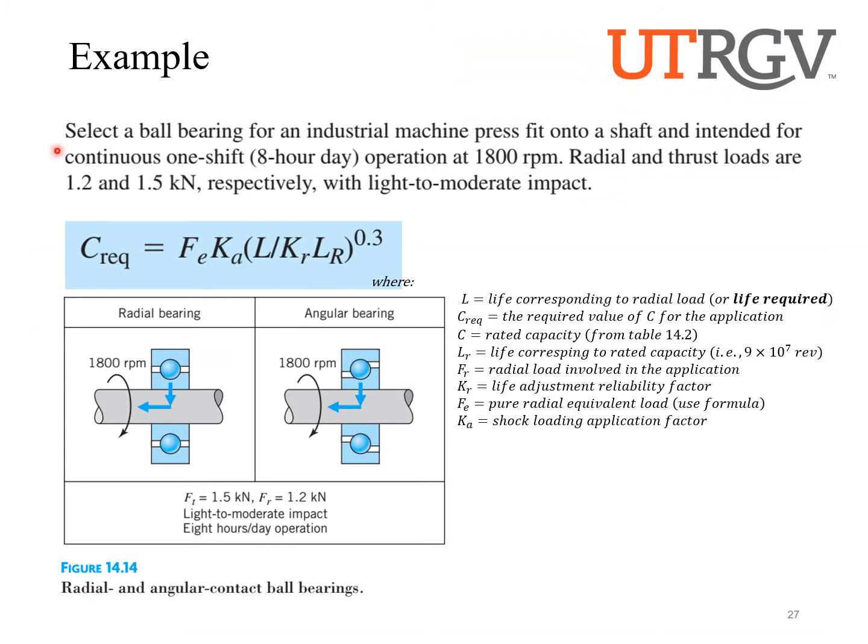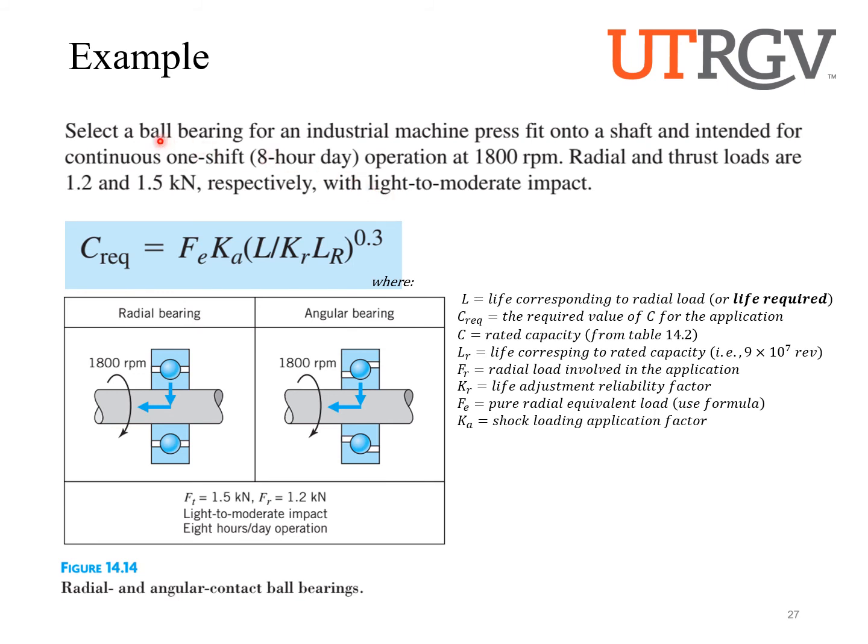So now let's work through an example. In this example, they want us to select a ball bearing, which is going to go on a machine press, and that machine is supposed to operate continuously in one shift, so an 8 hours a day operation at 1800 RPM. Notice that the shaft over here is under radial and thrust loads, which are 1.2 and 1.5 kilonewtons, and it will be under light to moderate impact.